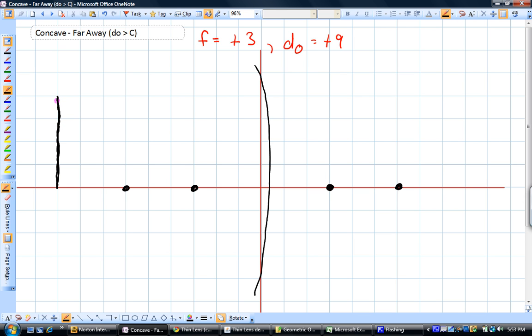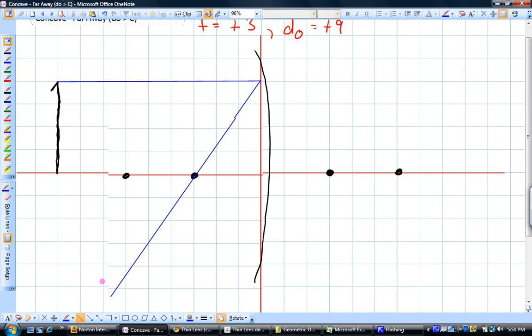So we have 3 rules that we're going to use. Let me do it in blue. Blue's a good color. I like blue. And the parallel ray is going to go to that plane here, representing the center of the mirror. And if it comes in parallel, it's going to reflect through the focal point. So it's going to reflect like that.